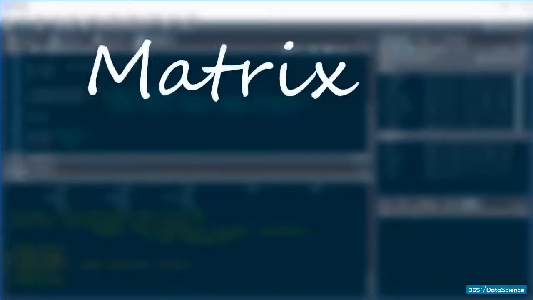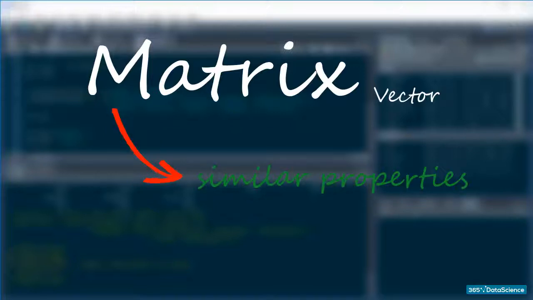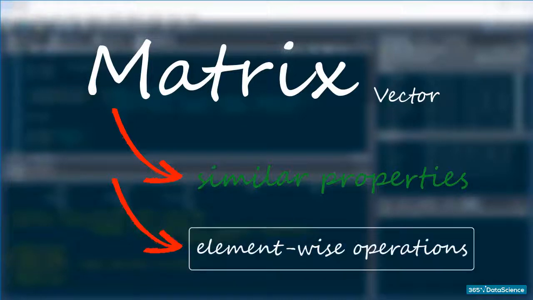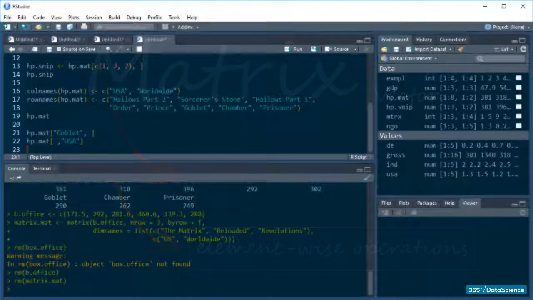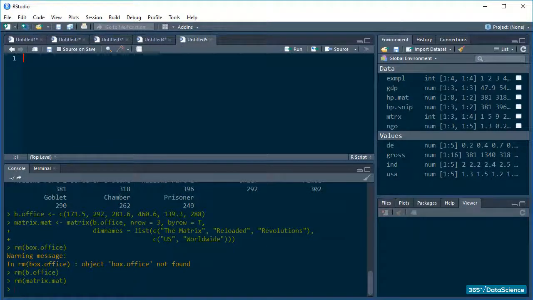Alright, matrices are just vectors' older brothers, okay? This means that they share a lot of their properties. Do you remember the mechanics of vector operations? Well, they happen in an element-wise manner. This holds true for matrices too. Let's try scaling a matrix first.